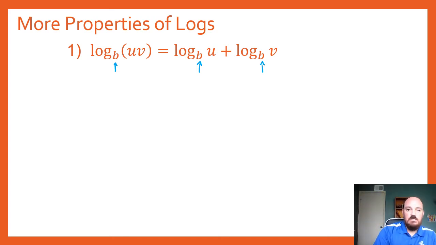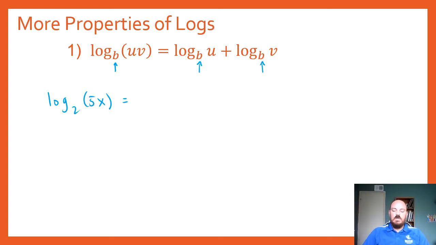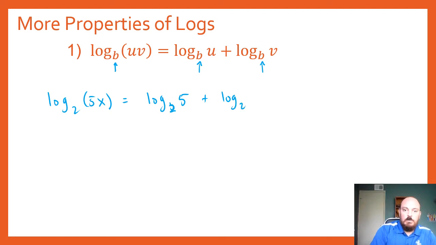So like I said, it could be as simple as log base 2 of 5x. You could just split the 5x apart and turn it into two separate logs. It's base 2, we're going to keep the base, and you add them together. So it would be log base 2 of 5 plus log base 2 of x. That is a 2 right there. I started to write a 5.